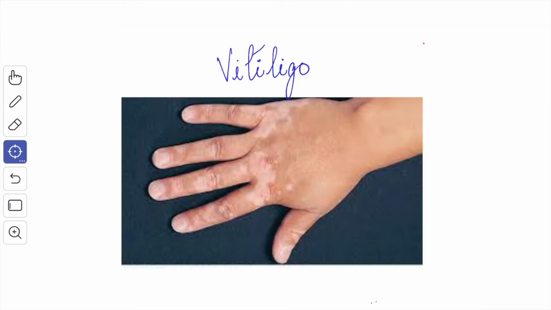Next we'll see about the clinical correlation. First we'll see about vitiligo. It is a common skin disease in which the melanocytes are destroyed due to an autoimmune reaction. This results in the depigmentation of the skin.